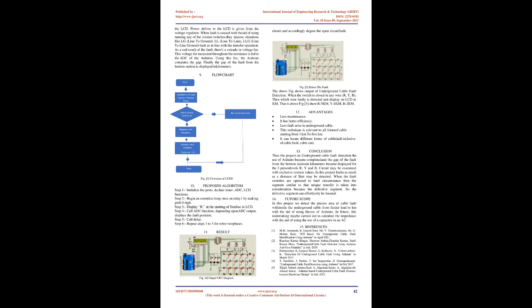Conclusion. Thus the project on underground cable fault detection using Arduino was completed and the distance of the fault from the base station in kilometers was displayed for the 3 individual phases R, Y, and B. The circuit can be tested with different resistor values. In this project faults up to a distance of 5 kilometers can be detected. When the fault switches are operated to fault condition, then the section corresponding to that particular switch is considered as the faulty section. So the faulty section can easily be located.